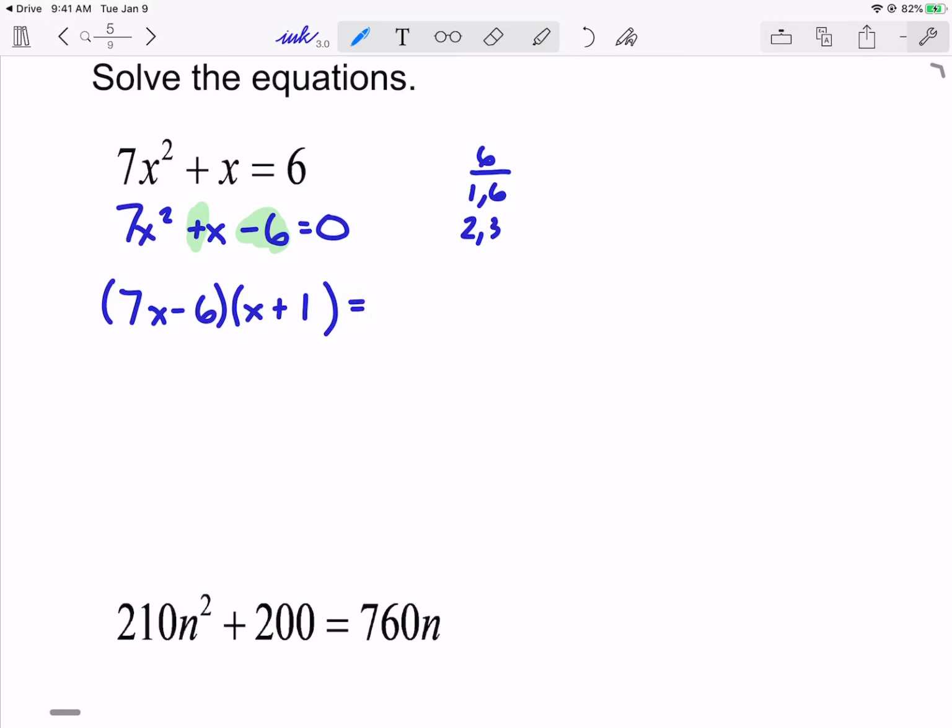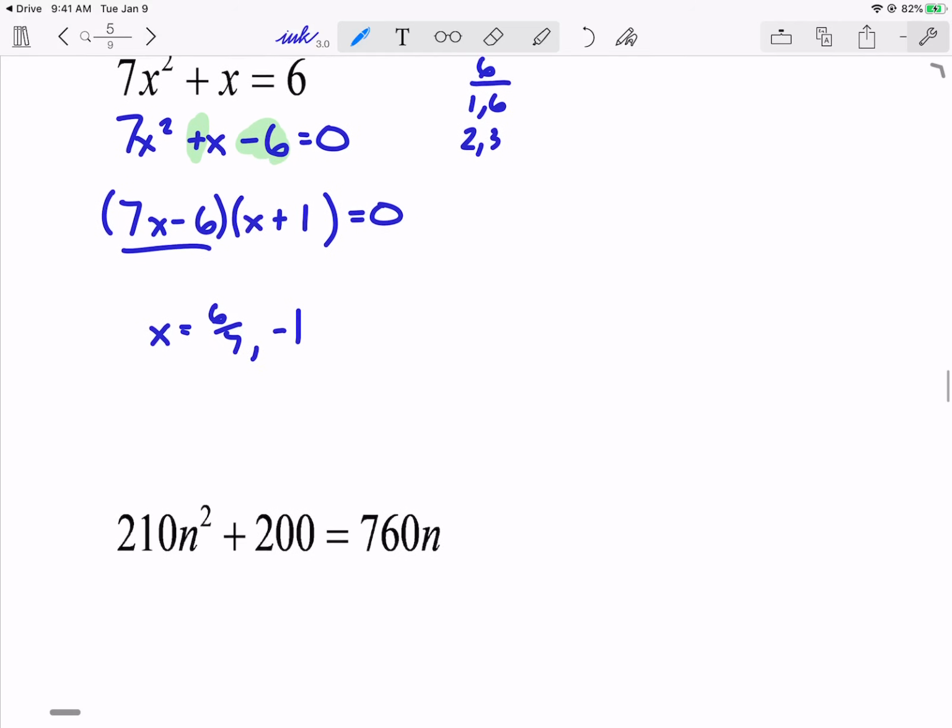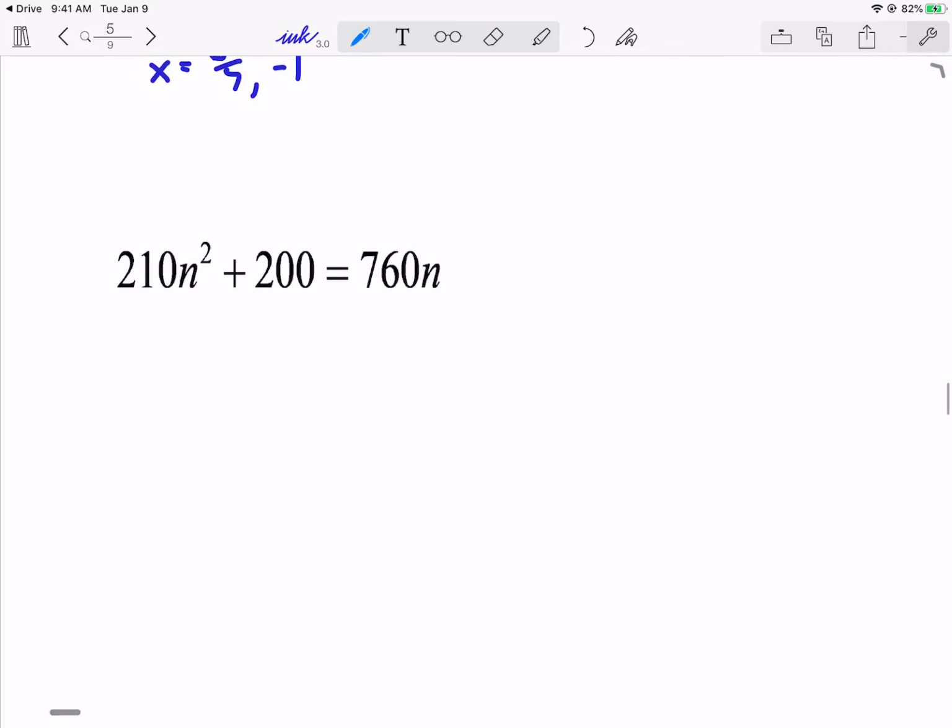So then these two factors set equal to 0. The first one, I'm going to add 6 and divide by 7, so I get positive 6/7. And the second one, I'm going to get negative 1. And that would be my solution, 6/7 and negative 1. All right. Next one, I notice the 760n on the other side, so I'm going to subtract it from both sides to bring it to the left.